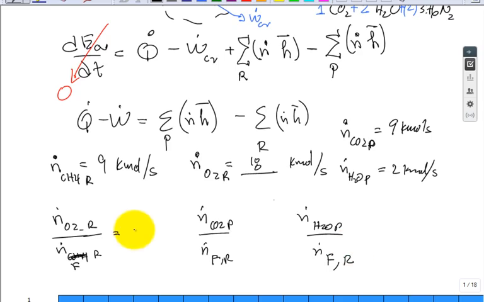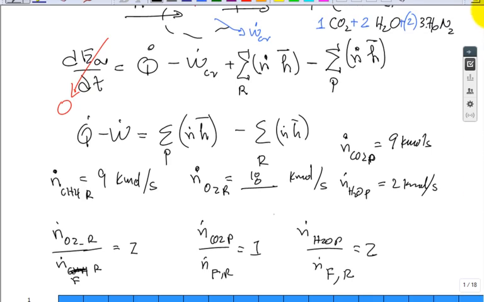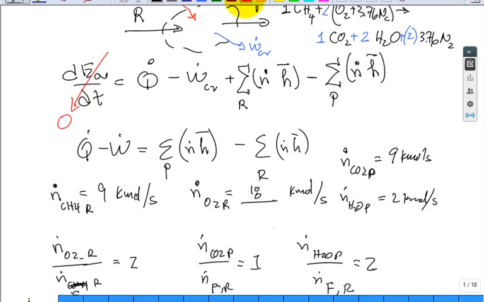What this ratio right here is 2, isn't it? What's this ratio right here? 1. What's this ratio? 2. When you look at those, they are simply the stoichiometric coefficients, aren't they? It's the 1, the stoichiometric coefficient in the balanced reaction equation in front of the CO2, the 2 in front of the water, and then the 2 for the oxygen.